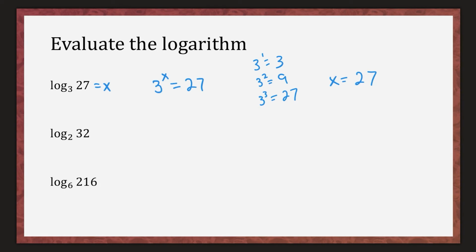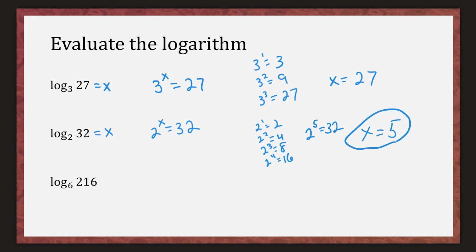We have log base 2 of 32. We can rewrite that as an exponent. I'll say it equals x. So 2 to the x equals 32. And we know there's a lot of powers of 2. So 2 to the first is 2. 2 to the second is 4. 2 to the third is 8. 2 to the fourth is 16. And 2 to the fifth is 32. So our x will equal 5. That is our missing value.